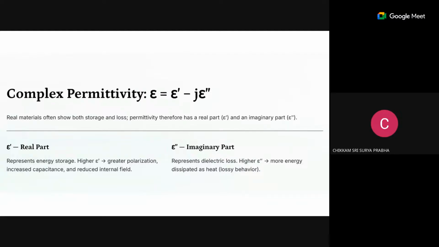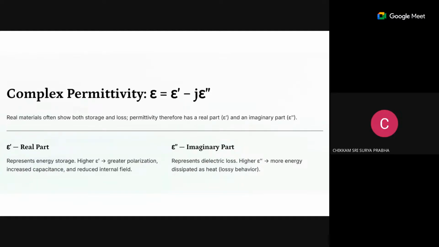Similarly, if a material has a lower epsilon dash, it has less polarization compared to the higher value, and the capacitance decreases. The electrical field inside will be more, and it is capable of storing less energy.